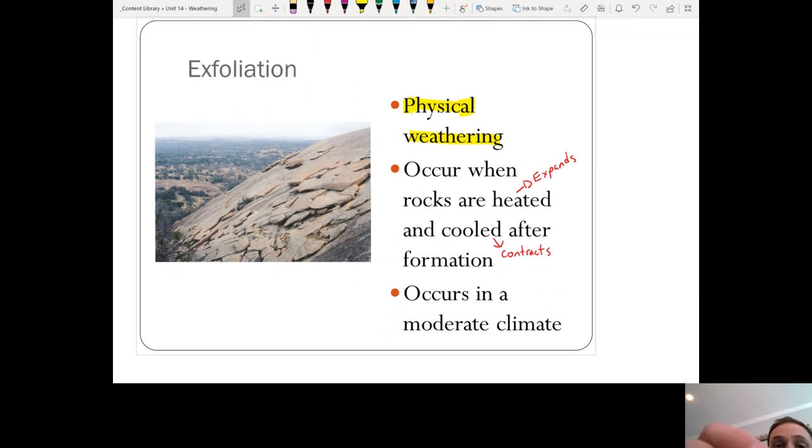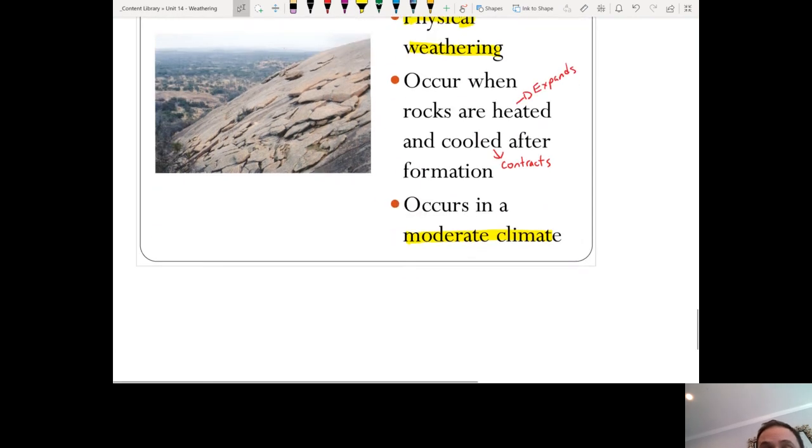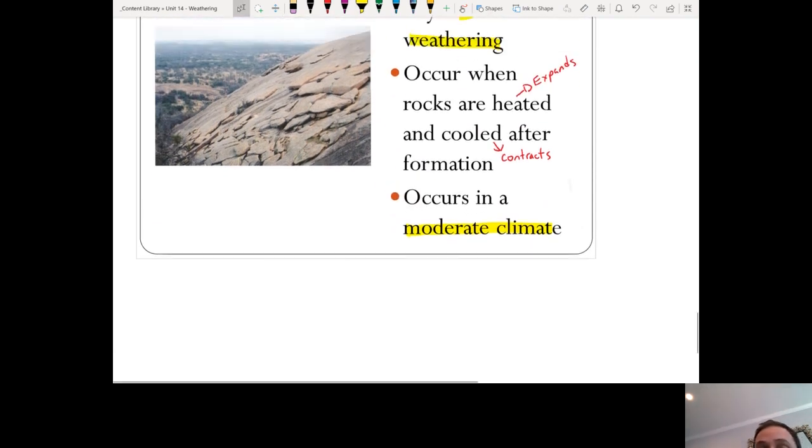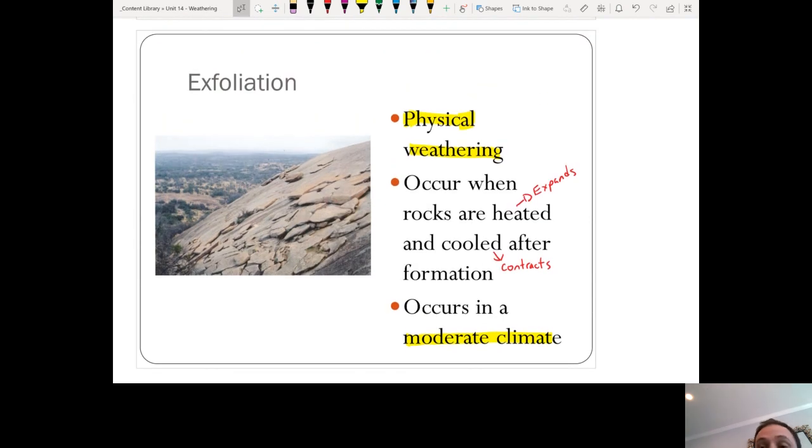For that, you need some type of moderate climate, right? You need alternating temperatures where it's warm during the day and cold at night, continuously expanding and contracting. Sometimes certain sides of a mountain will have more exfoliation than another. If the side is facing the sun, it's going to get heated more. If the side is not facing the sun, it doesn't get heated as much. So exfoliation is a little less common compared to the other forms of weathering.